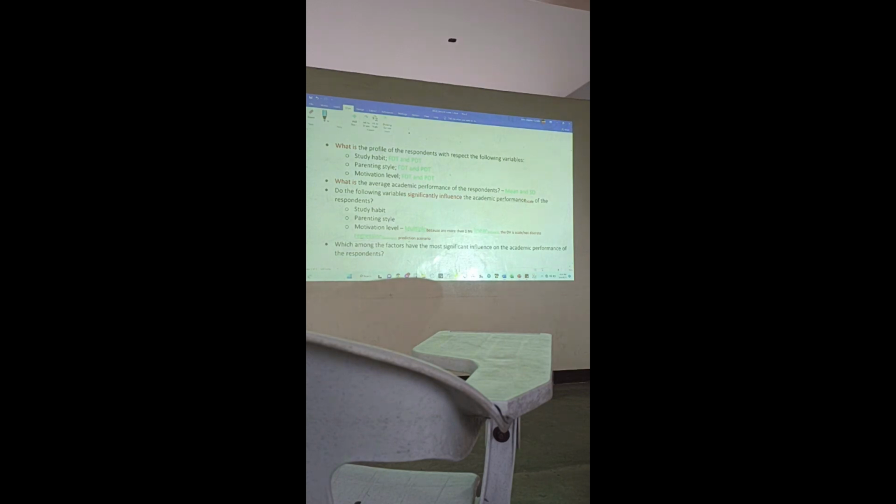Now, what would be the tool to describe the profile of the respondents with respect to study habits? So, descriptive siya and then nominal. Tingnan natin yung matrix.